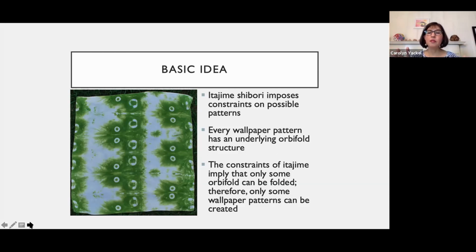Okay, but of course, we're dyeing a piece of cloth, which can't really be infinite because then it couldn't really exist in our world. So I want to sort of have these wallpaper patterns realized through this dyeing process. And so I need to think about what kinds of constraints are going to be imposed through my technique. And I'll explain what's going on with the orbifolds in a second. Okay, so, but there are constraints that come from this process.